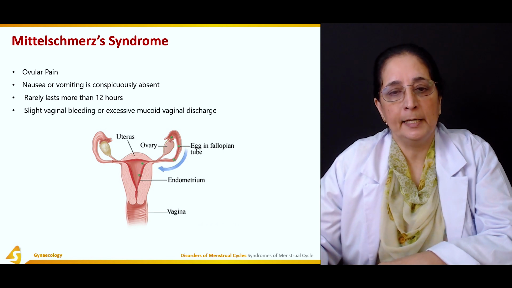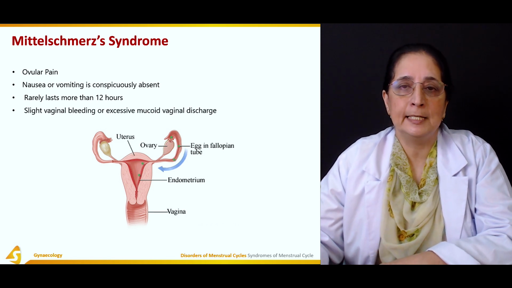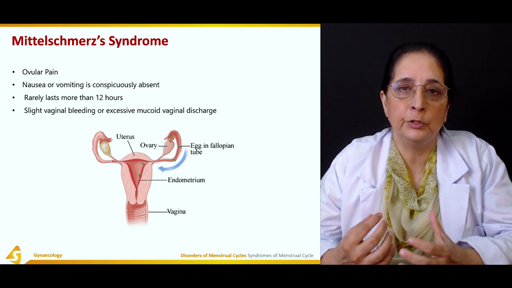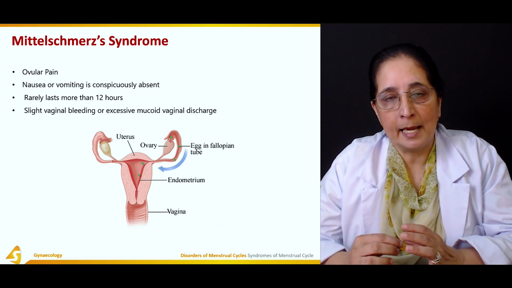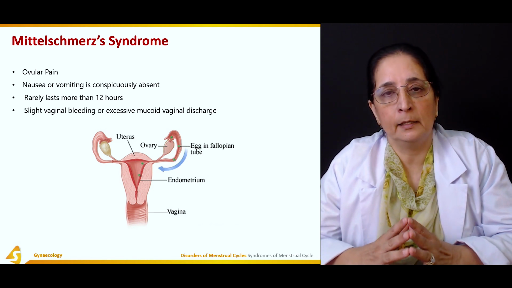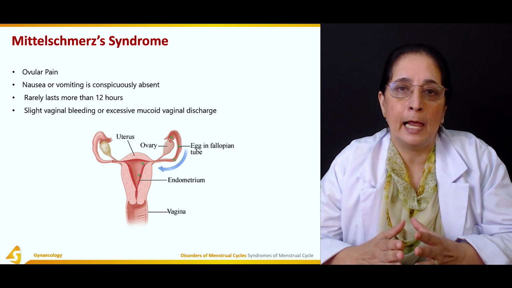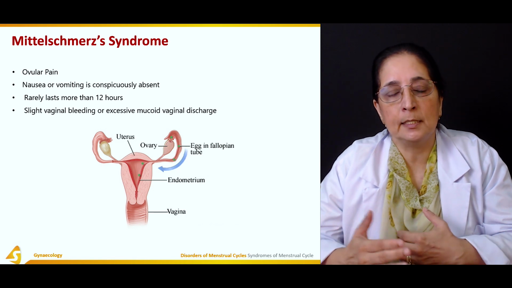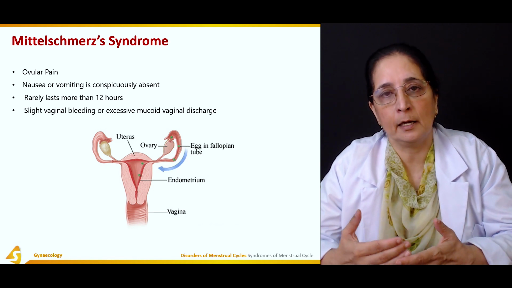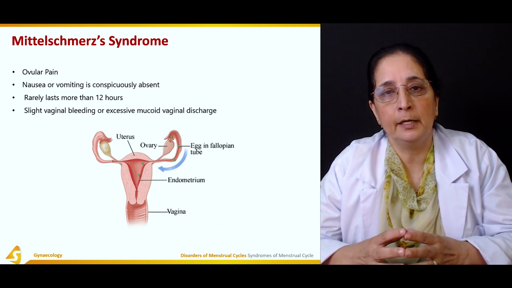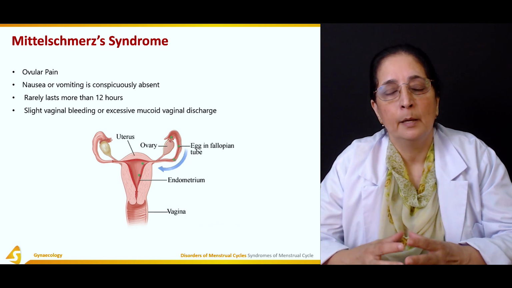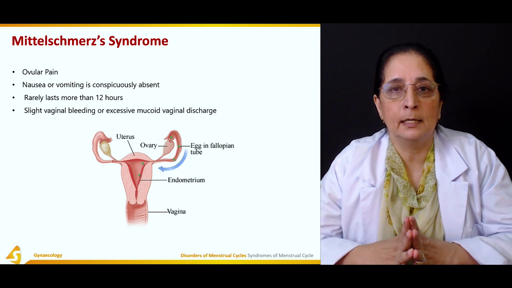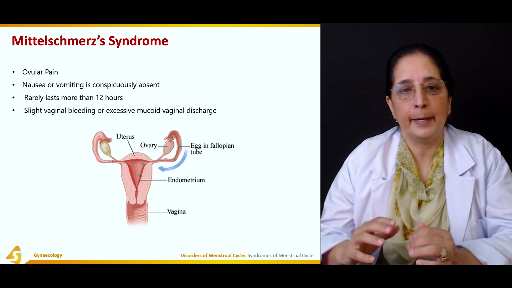Slight vaginal bleeding or excessive mucoid vaginal discharge is also present. At the time of ovulation, usually the mucus is thin, and the thinning of the mucus also helps the ascent of the sperms to the uterus. So all these are the changes that occur during the fertile period or fertile phase of the menstrual cycle. So Mittelschmerz syndrome is the mid-cycle syndrome or mid-cycle pain.